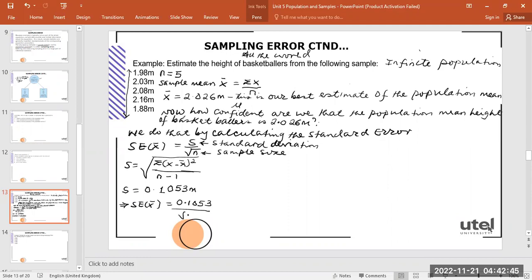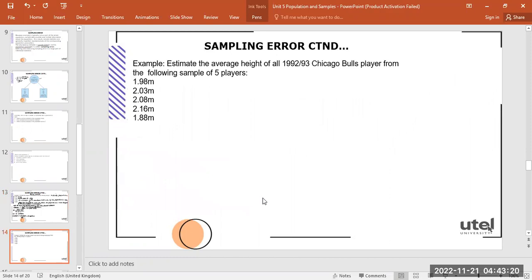divided by the square root of n, and our n is 5. Calculating that gives us a standard error of 0.0471 meter. Now, it is important to note that the higher the standard error, the less your sample mean is a true representation of your population mean. So you can see we've gotten a standard error of 0.047. Now let's see how we can also calculate the standard error, but in this case for a finite population.